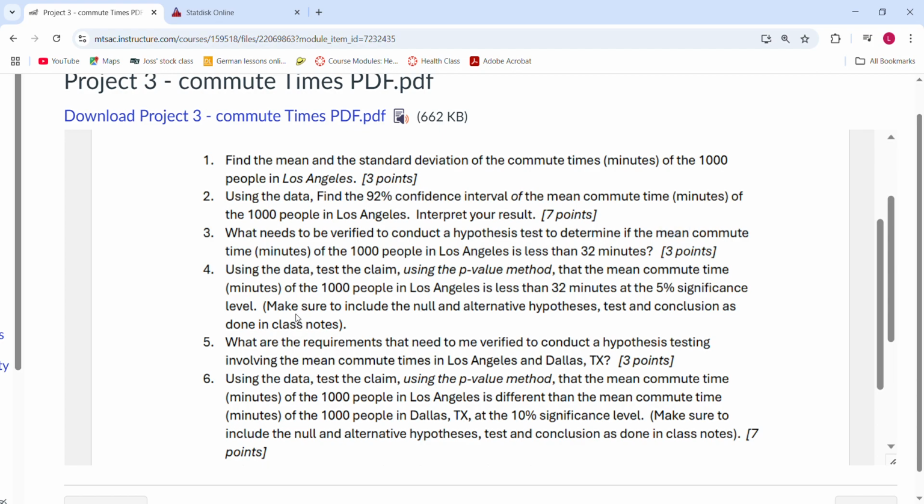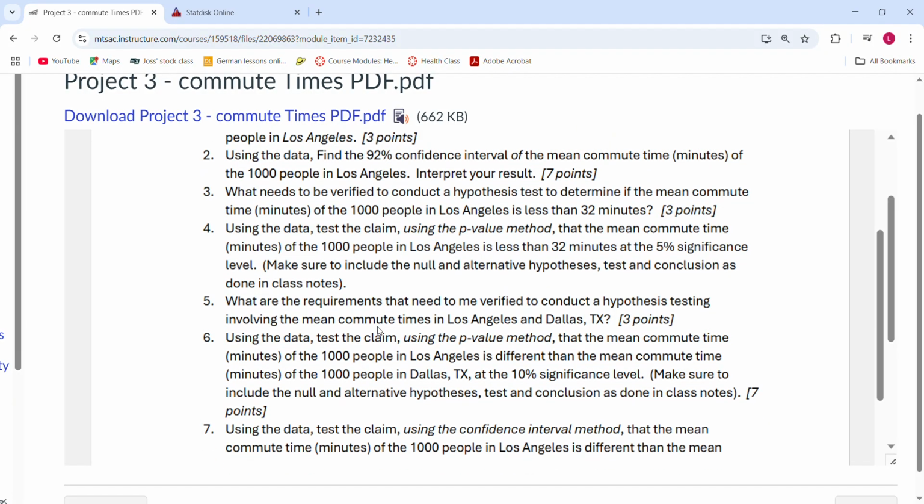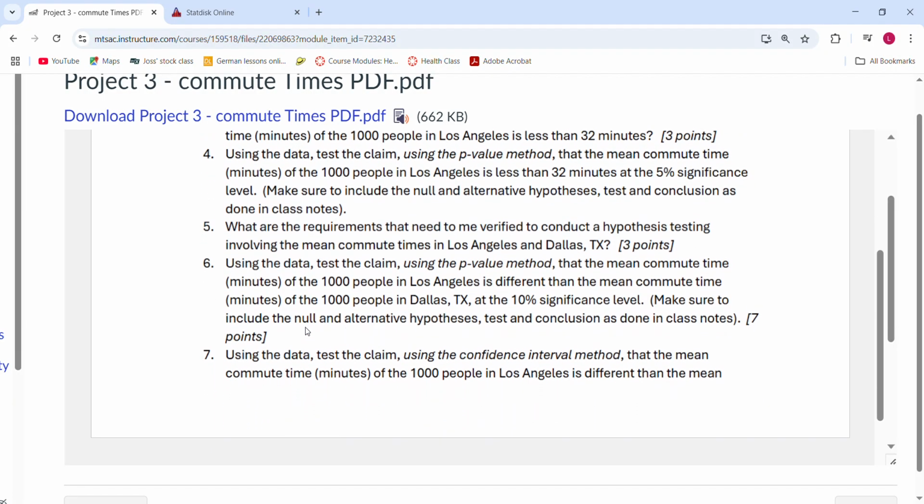Number 4, though, is saying to use the data, test the claim using the p-value method that the mean commute time in minutes of 1,000 people in LA is less than 32 minutes at a 5% significance level. Make sure to include the null and alternative hypotheses, test, and conclusion as done in our class notes. And so you'll notice that that's for number 4. Number 5 is also asking about the requirements. Then this is what needs to be verified.